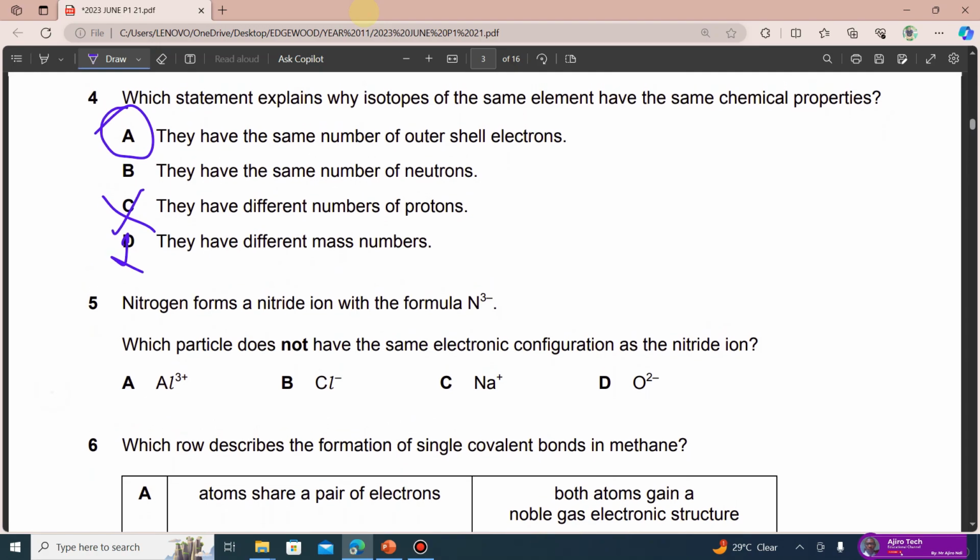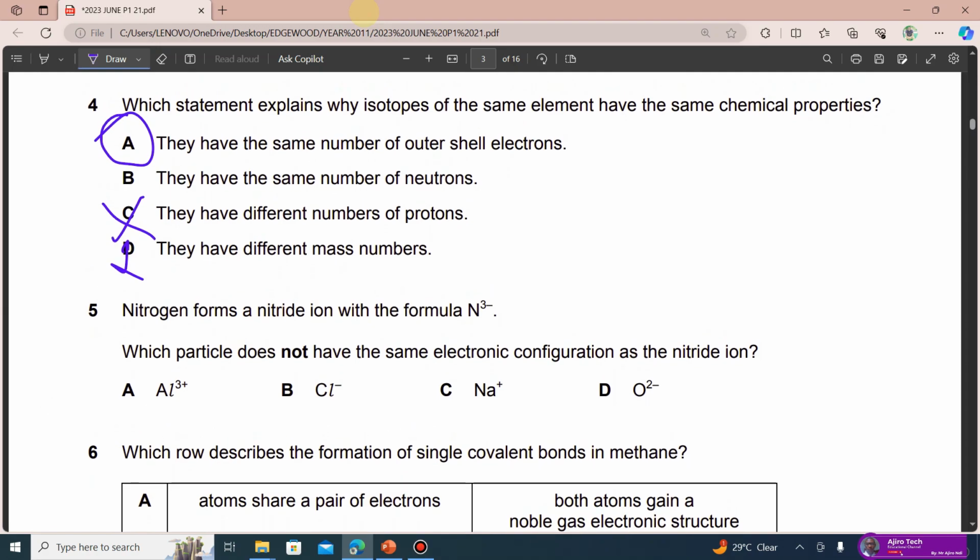All right, so question 5. Nitrogen forms a nitride ion with the formula N3-. Which particle does not have the same electronic configuration as the nitride ion?